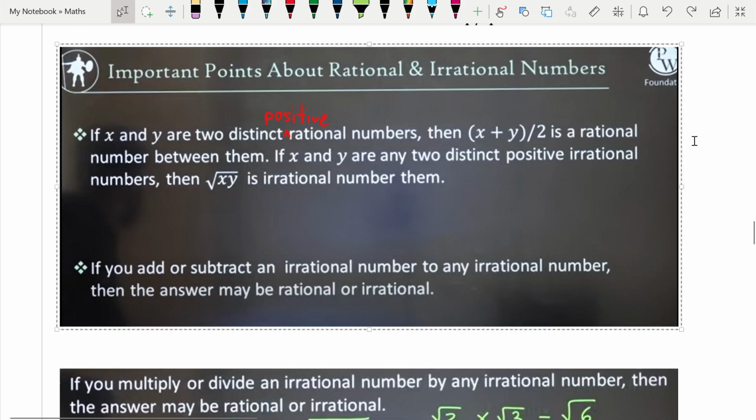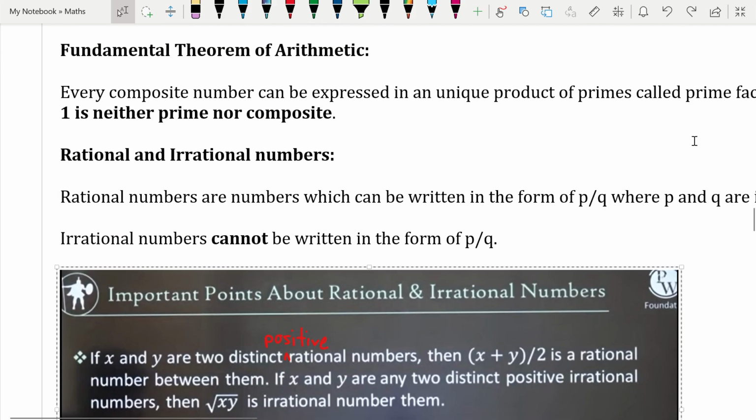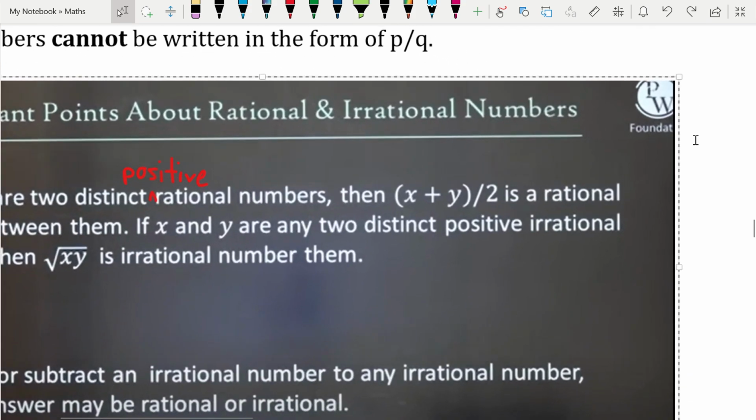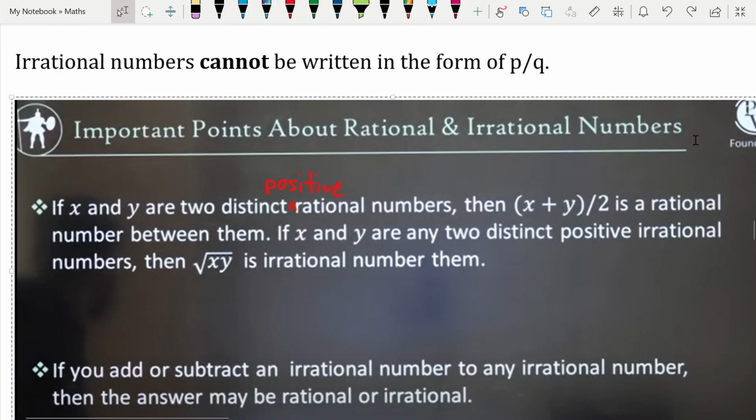In this video we're going to be looking at real numbers, chapter 1 of class 10 maths, and this is the second part. So let's begin. Now, important points about irrational numbers and rational numbers.